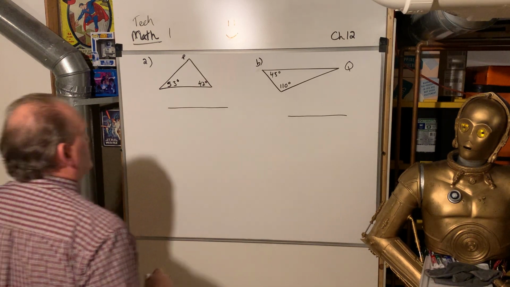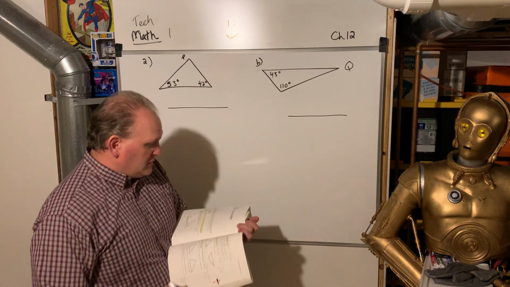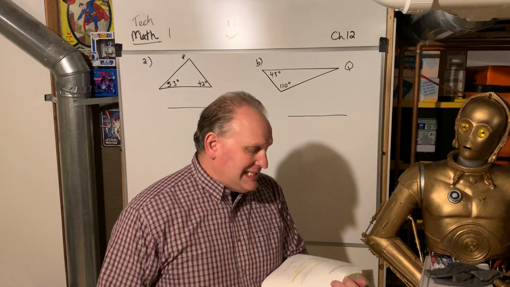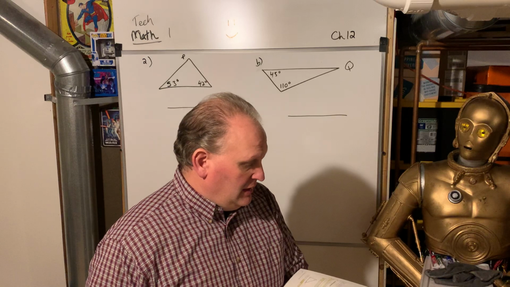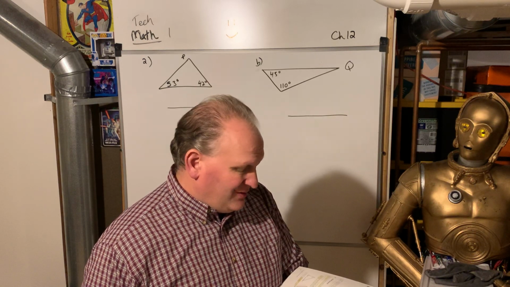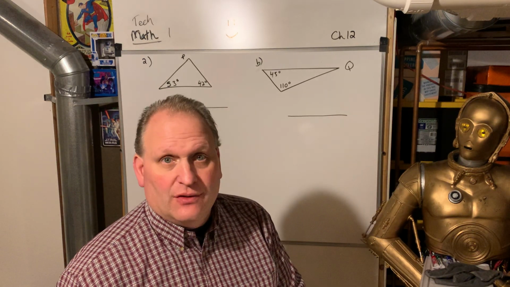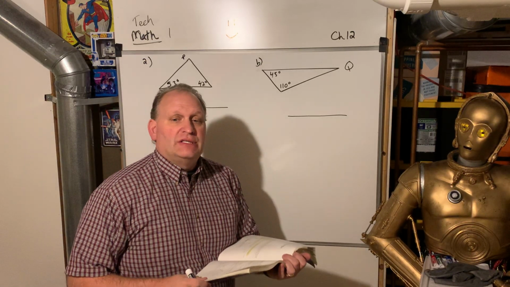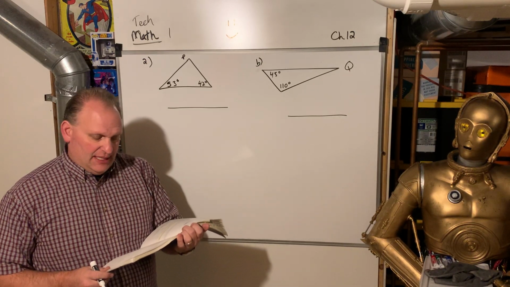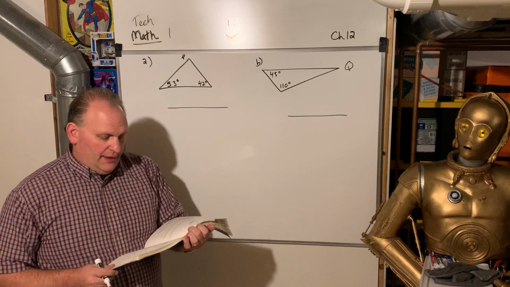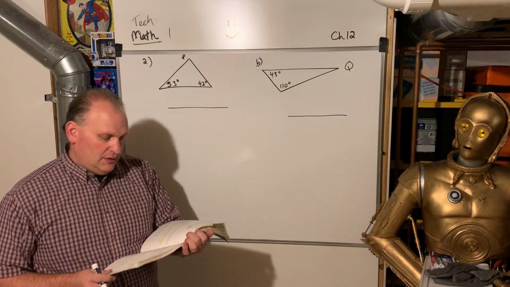We're looking at chapter 12. Chapter 12 is dealing with oblique triangles. Those are non-right triangles. And so we still know some stuff even when it's not a right triangle. We can use the law of cosines, we can use the law of sines to find missing sides and missing angles. Let me show you how to do that.